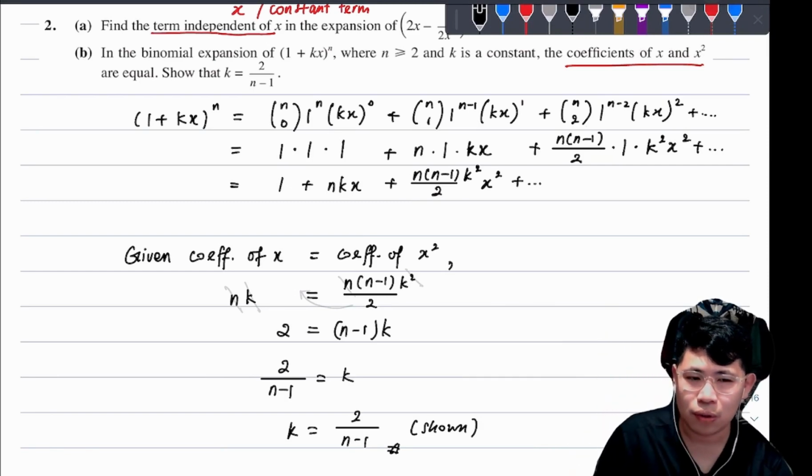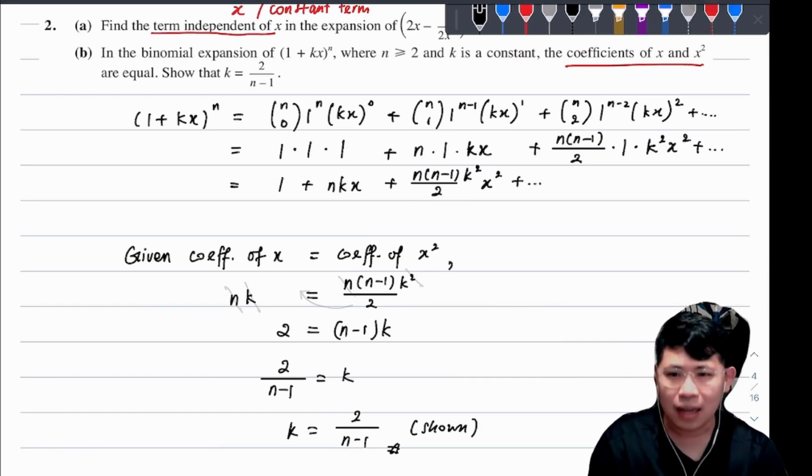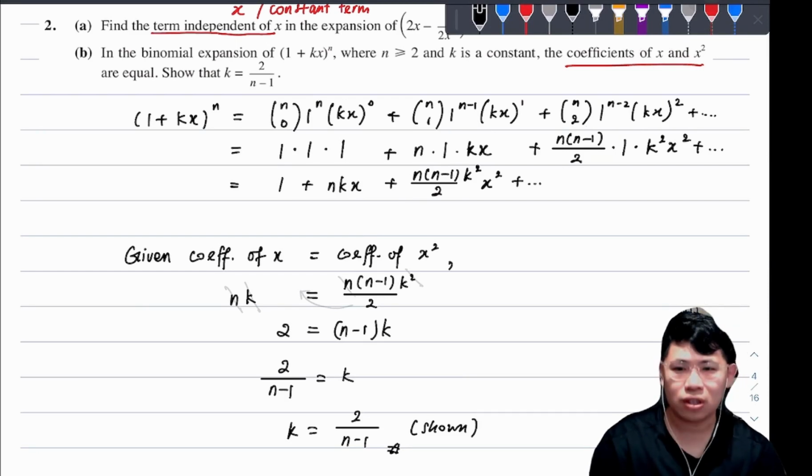So this one, don't worry too much, it's not going to be difficult, but you need to know the general term, and you need to know when to use the general term.